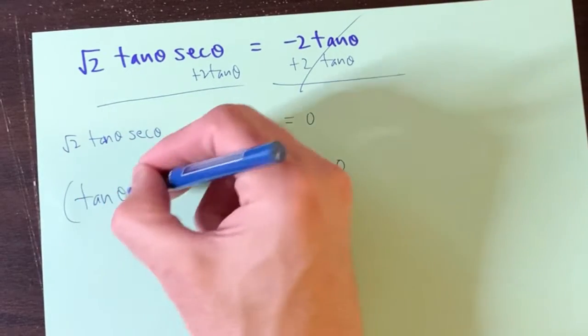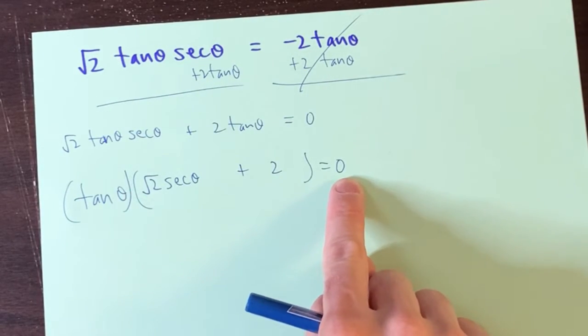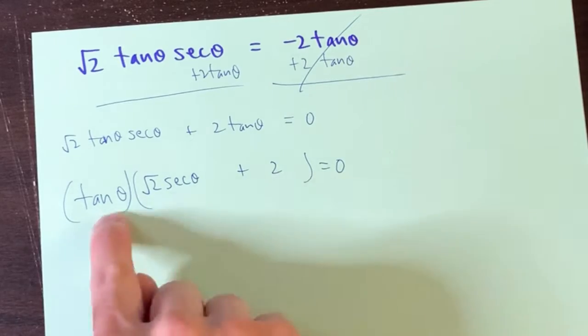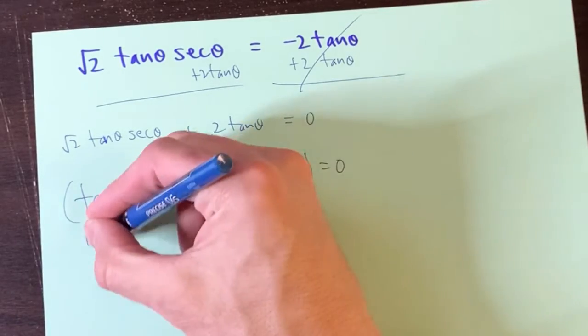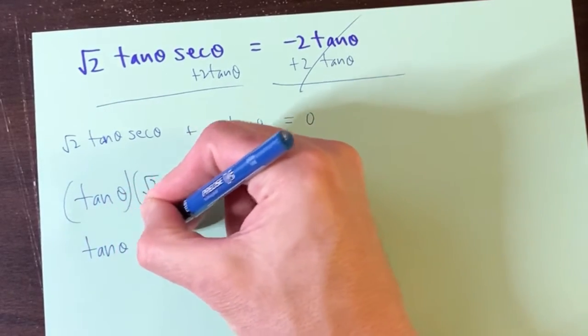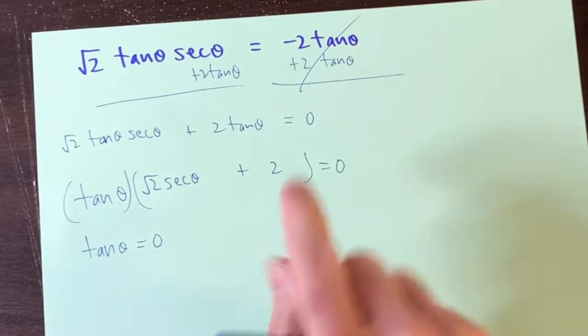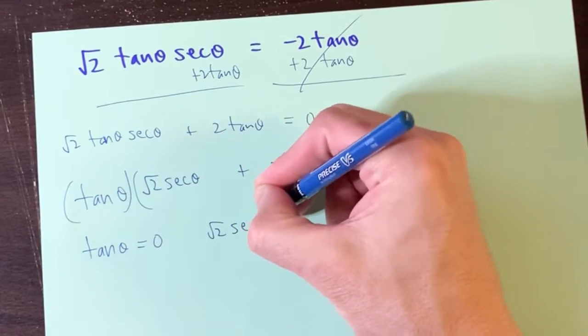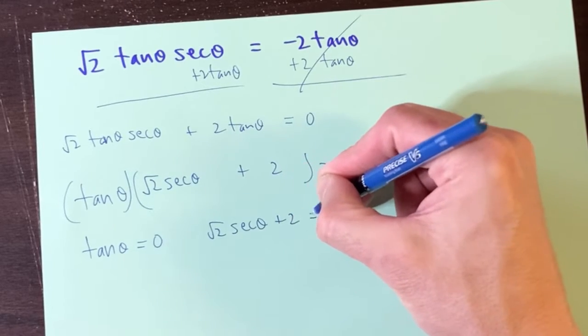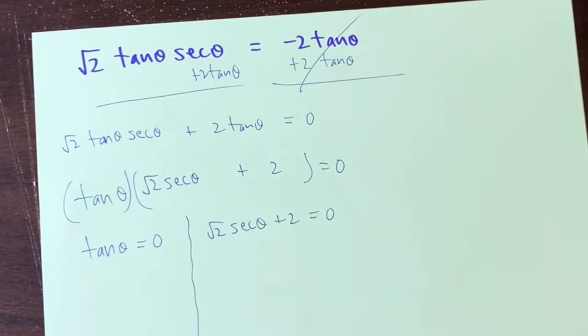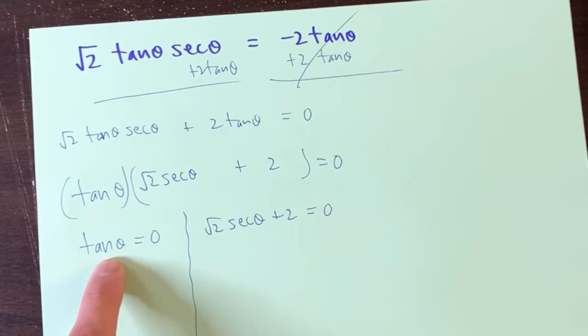And now I have two items that are being multiplied, and it's 0, which means that either one could be 0 or both. So for that reason, you set each of these pieces equal to 0, and you proceed from there. So we have two equations. Now, what are we going to do with tangent?